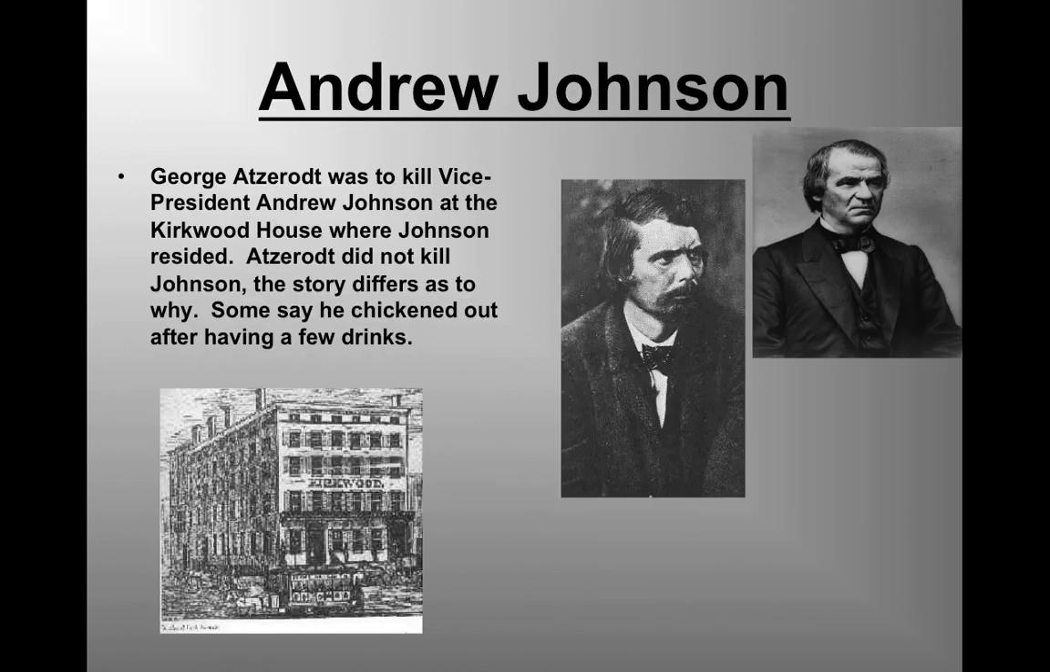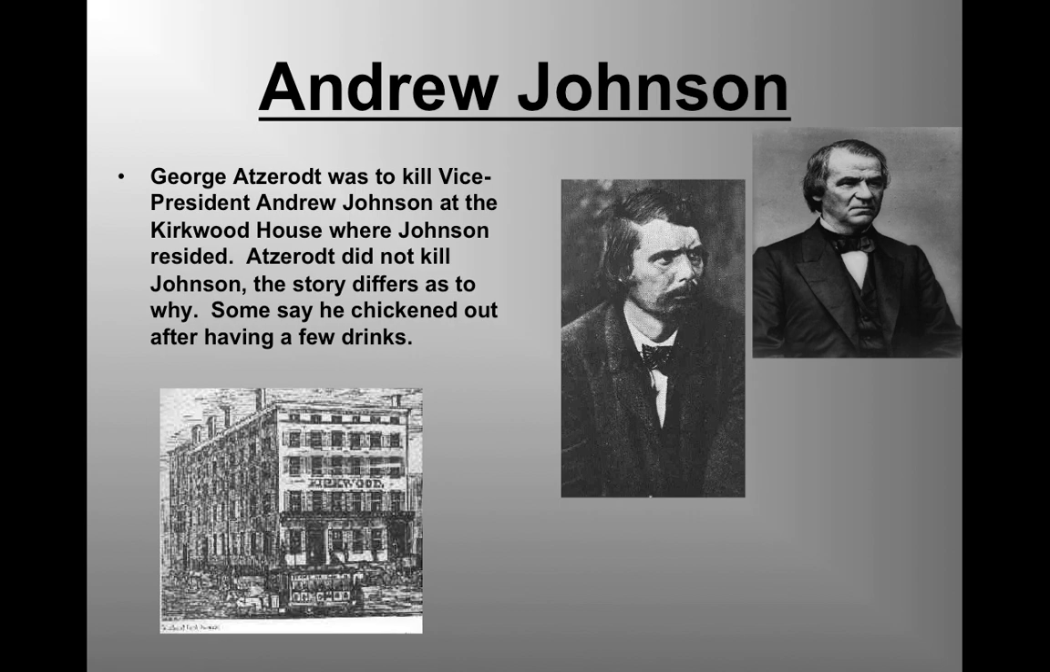Here were the plans that Booth had for the other conspirators. Lincoln's vice president of the United States was a man named Andrew Johnson. George Azarat, who was one of the conspirators along with Booth, was supposed to, quote-unquote, take care of Andrew Johnson. Azarat's plan, as part of this entire conspiracy, was to kill the Vice President of the United States, Johnson, at the Kirkwood House, which is where Johnson lived. This location you can see in this artist depiction here.